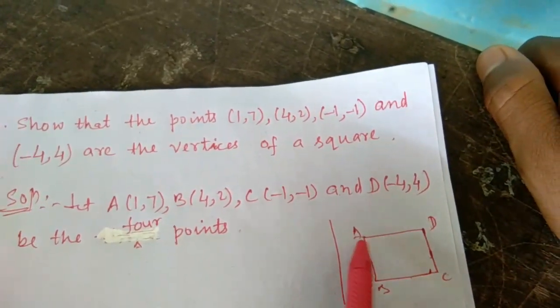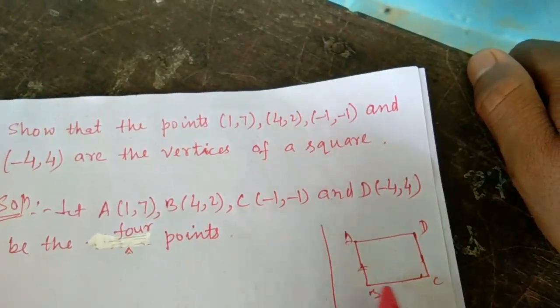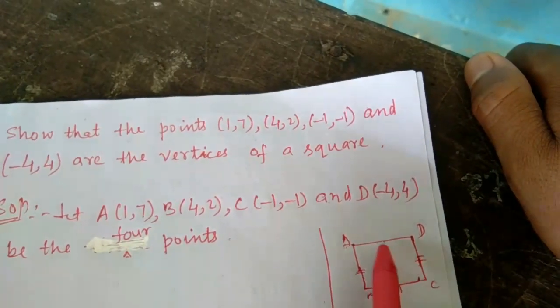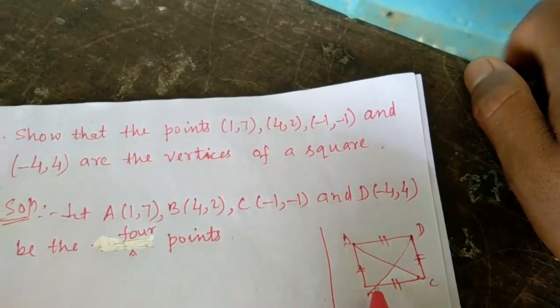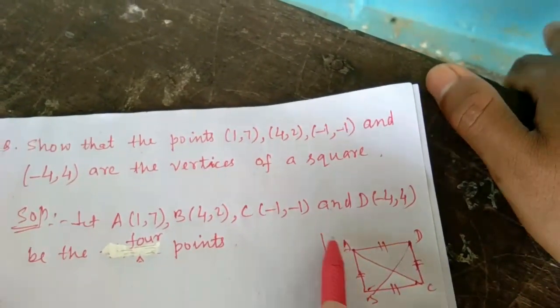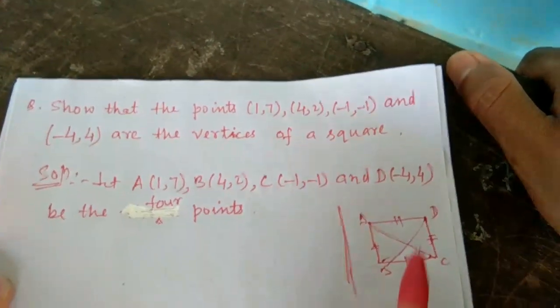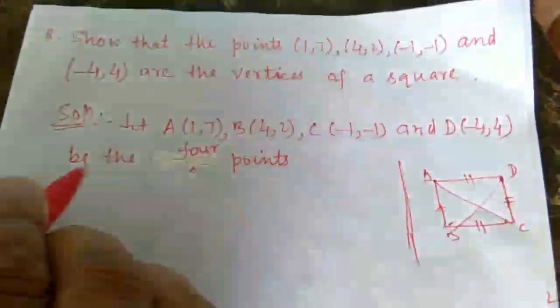To prove that this figure is a square, we have to prove AB equal to BC equal to CD equal to DA, and the diagonals are also equal. That one we prove. So this diagram is not necessary, I am just showing you. First we have to find AB.